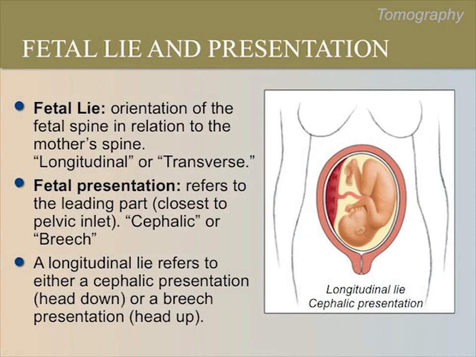There are a few terms that we should introduce now to describe the orientation of the fetus in the uterus. The first term is lie, which refers to the orientation of the fetal spine in relation to the mother's spine. The lie can either be longitudinal or transverse.